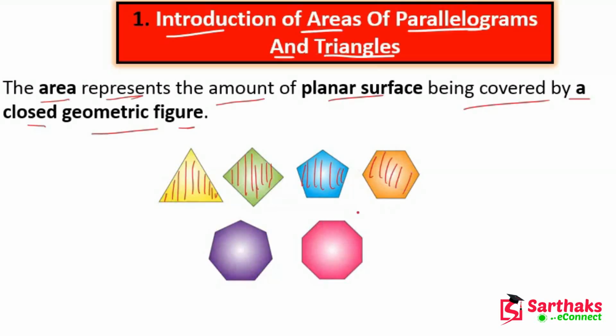I hope you get this point. And they are closed figures. You can see that this figure is a closed figure because the starting point and the ending point meet each other, similarly like this. So the space covered by these figures is the area. I hope you understand these things.